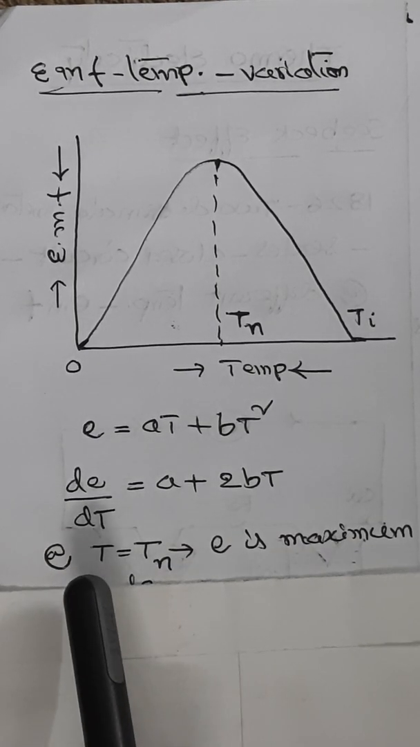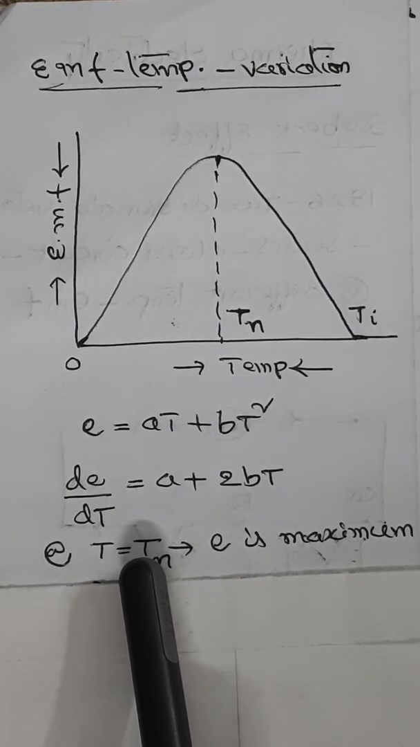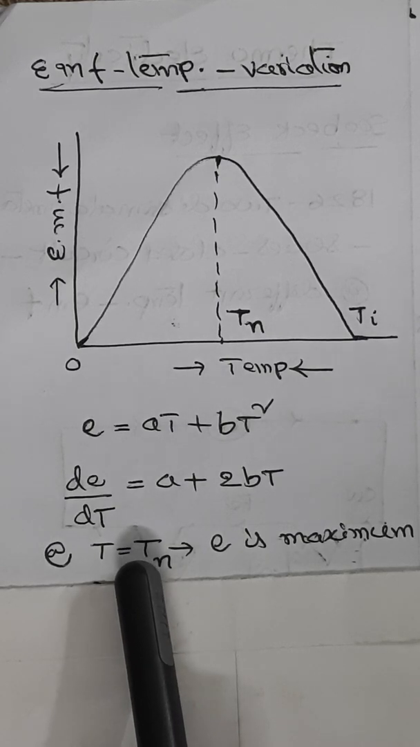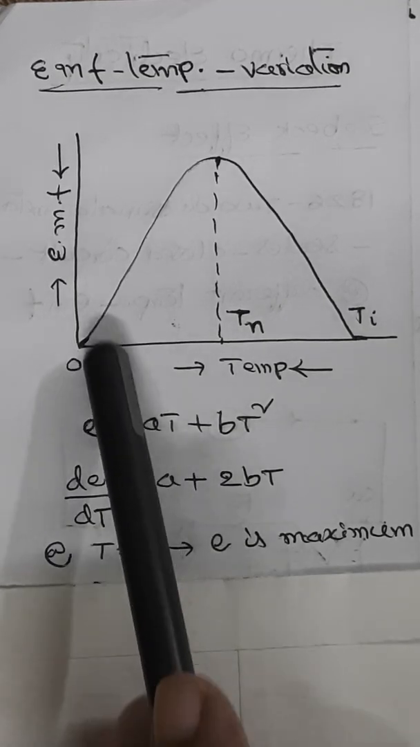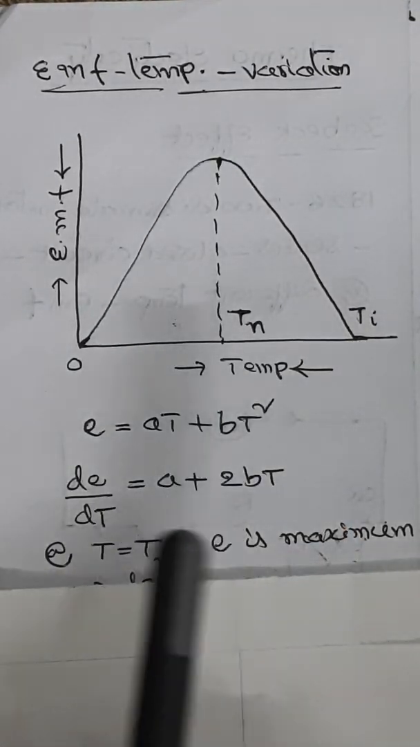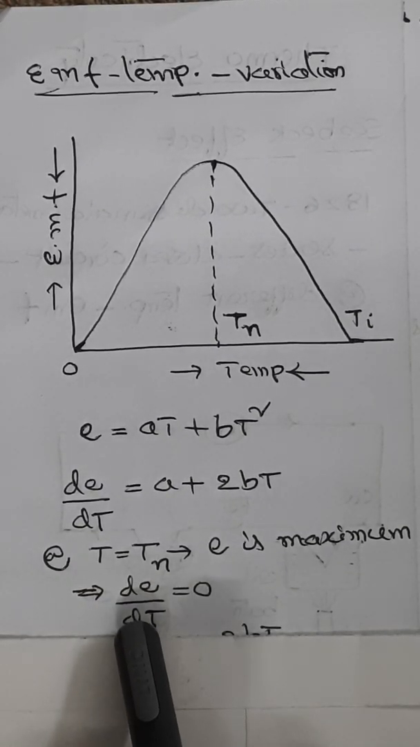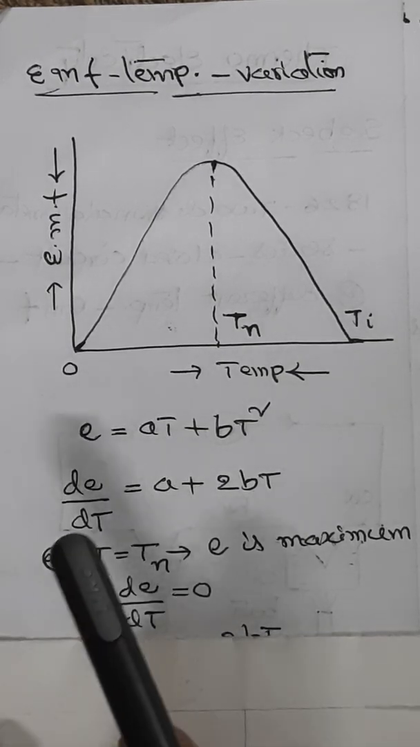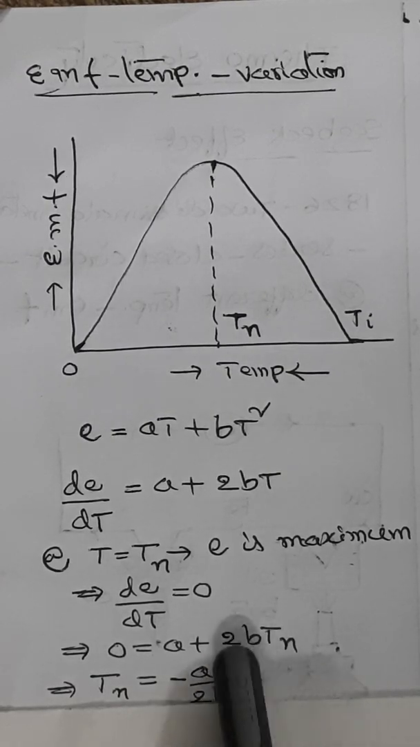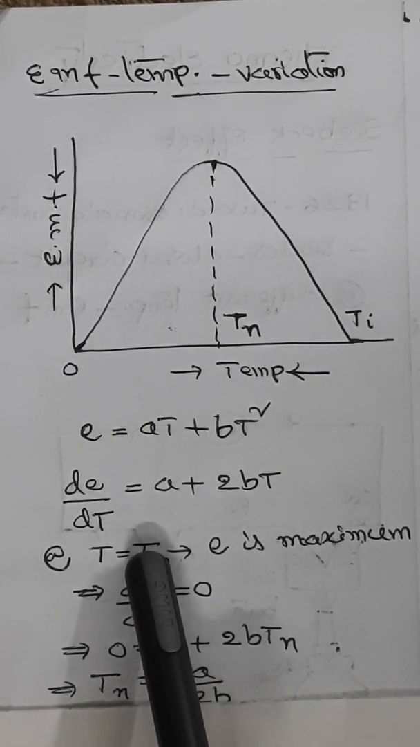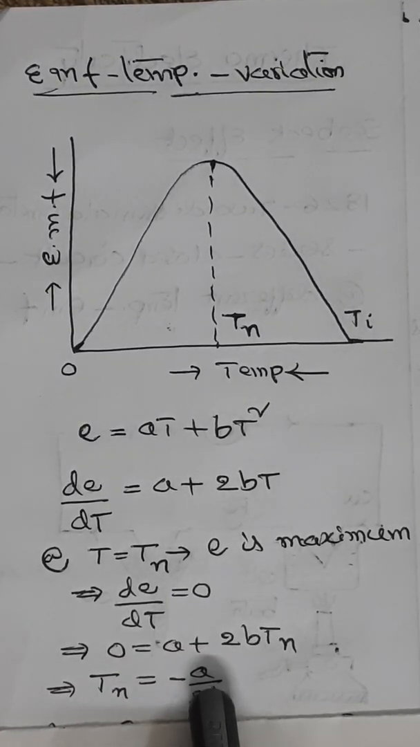Suppose the temperature is the neutral temperature, Tn. Then when T becomes Tn, naturally E becomes maximum, because at that temperature E is at its maximum. So when it is maximum, it means it is constant, and therefore its derivative is 0. Substituting these values, the equation becomes 0 = A + 2BTn. From this, you can calculate the neutral temperature as Tn = -A/2B.